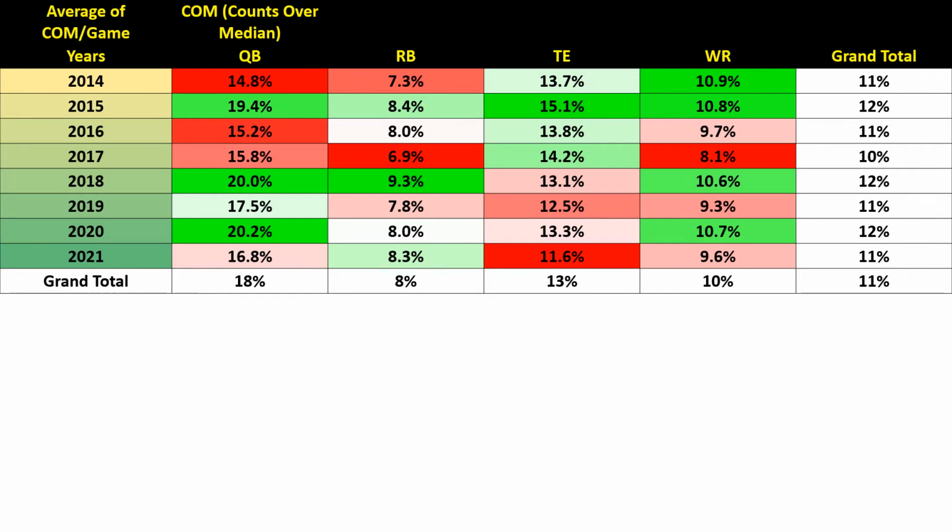So here it is. And then you could look across at the totals. And what's interesting is the scores across the years are fairly consistent. It's just there's a lot of variation within the positions. Slide 4. Slide 5.